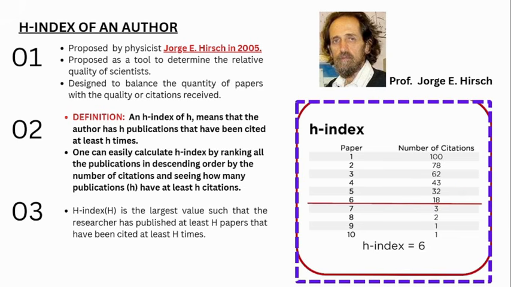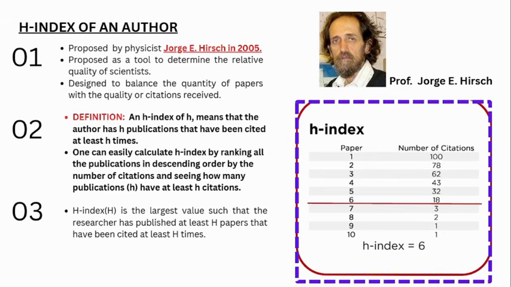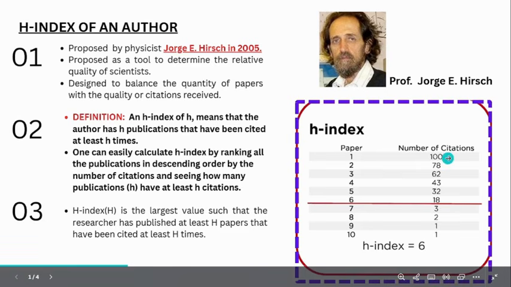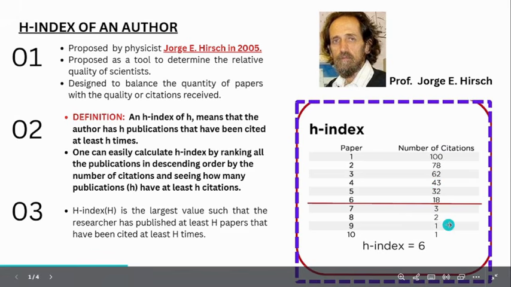Now, to determine the H-index of this author, we arrange the number of citations in descending order like this, and then we evaluate the largest value of H such that H papers have at least H citations. So let's see whether the index can be 1 or not. Is there one paper with at least one citation? Yes, there are so many. All of them have at least one citation, in fact.